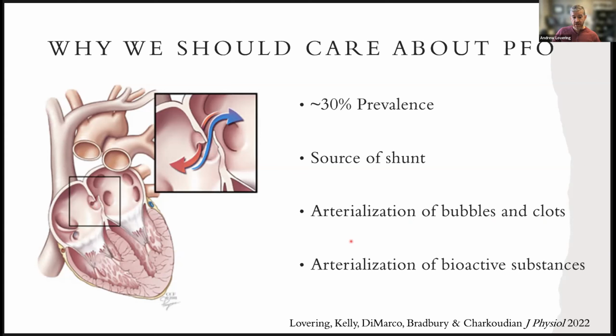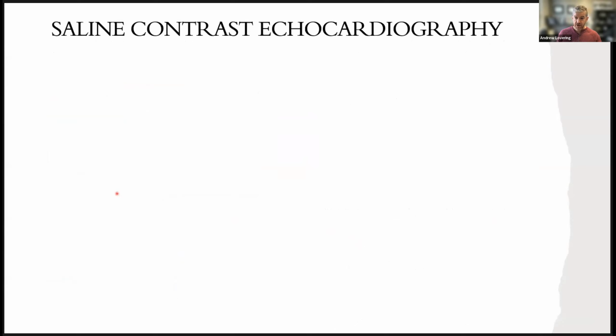A PFO also allows for arterialization of bioactive substances, and probably the most relevant one to today's talk is serotonin, which is typically metabolized by the lung. But if it bypasses the lung and travels from the right side to the left side, it can arterialize this bioactive substance. And there's a well-known association between elevated levels of circulating serotonin and migraine with aura in people who have a PFO.